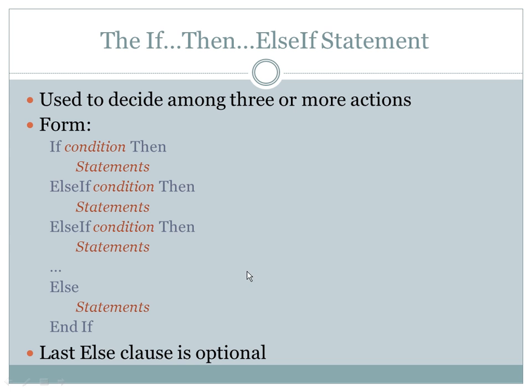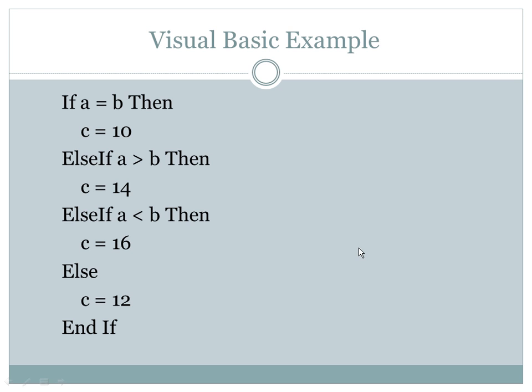Whenever you want to evaluate 3 or more conditions with an if statement, you need to use an else if ladder. This is an example. So if A is equal to B, then C is 10. Else if is going to check to see if A is greater than B. If it's true, C is 14. Else if A is less than B, then C is 16. Else, if anything else, then C is 12.